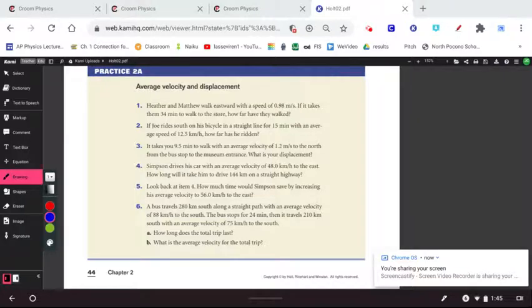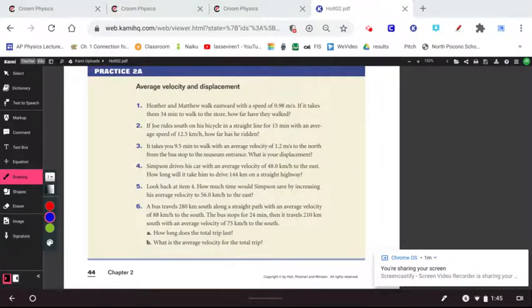But for the quiz or the tests that are coming up, these are just additional problems to practice and give as examples. So the first problem here says Heather and Matthew walk eastward with a speed of 0.98 meters per second. It takes them 34 minutes to walk from the store. How far have they walked?